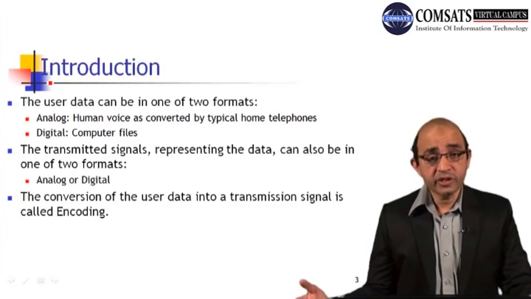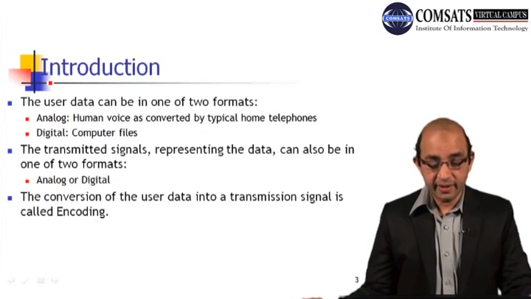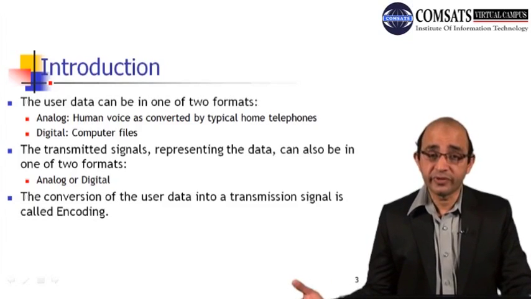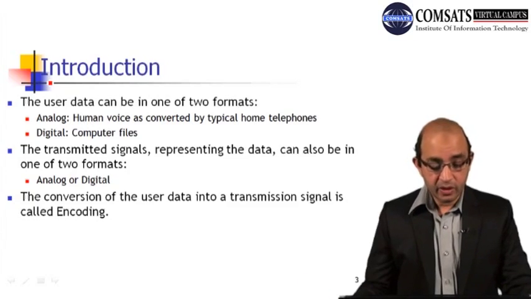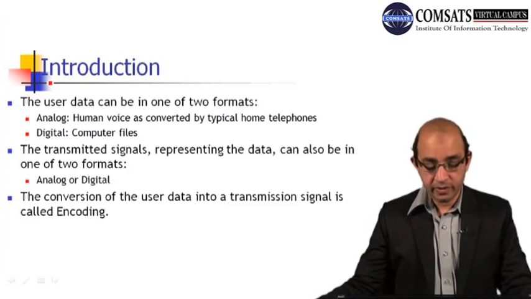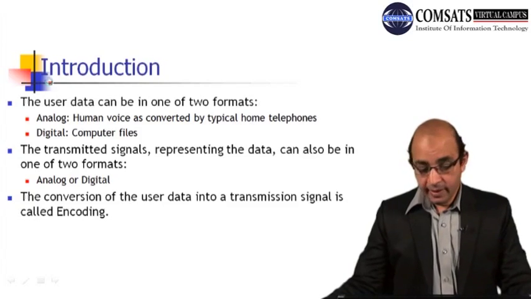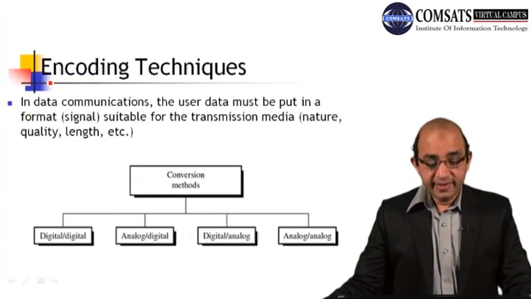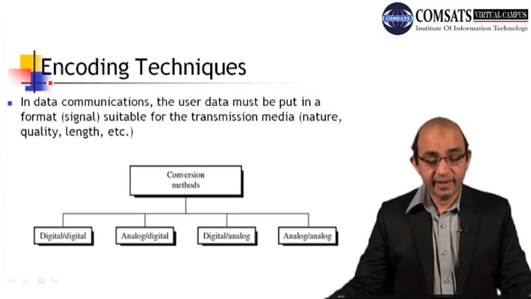Transmitted signals representing the data can also be of two different types. We also have two different types of signaling, analog and digital. The conversion of digital data or user data into a transmission signal is called encoding, right? So here are different techniques. Encoding techniques must put the data in a format, a signal, suitable for the transmission media.